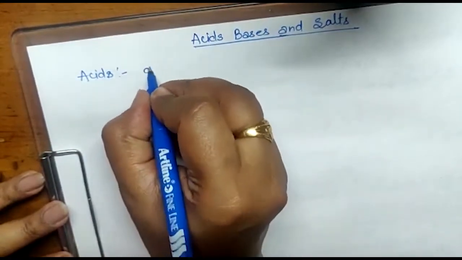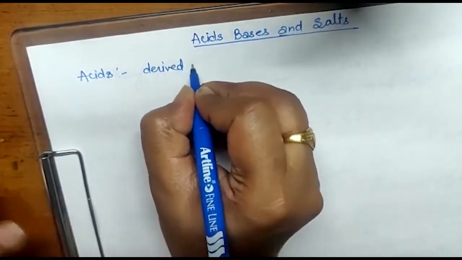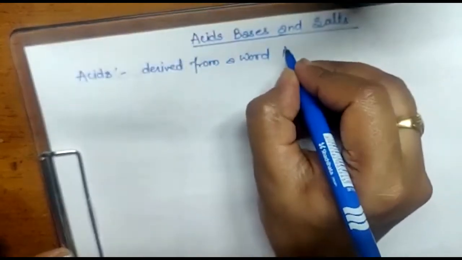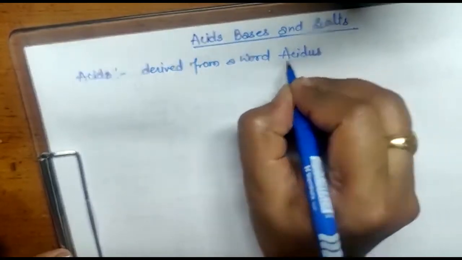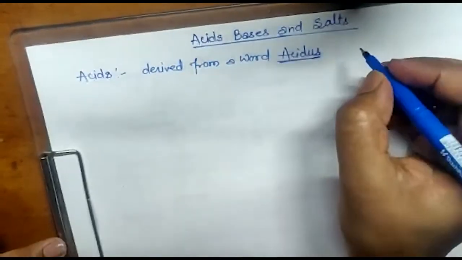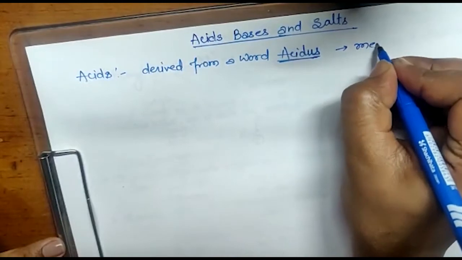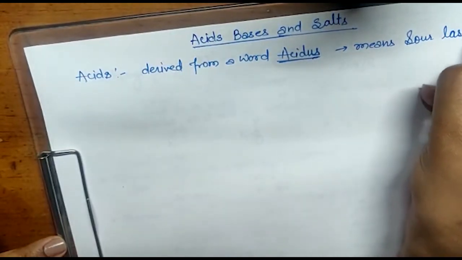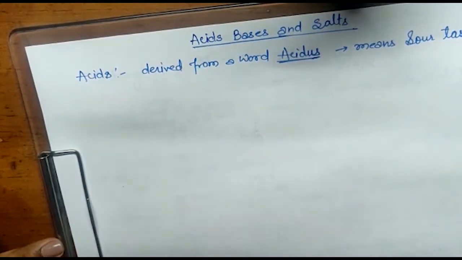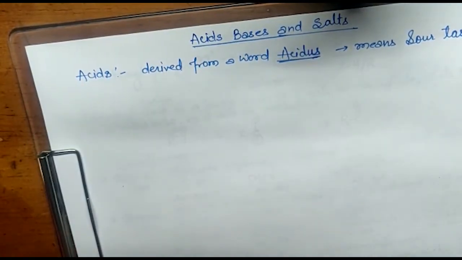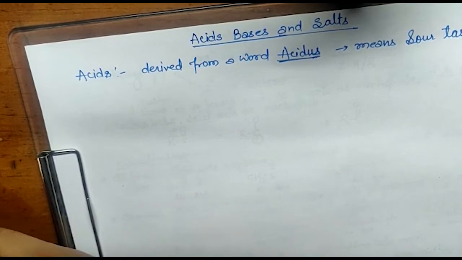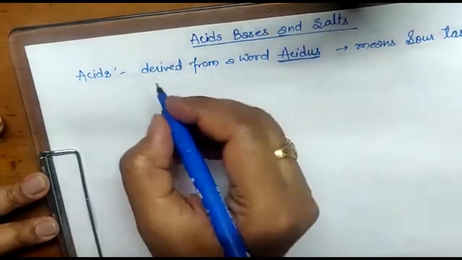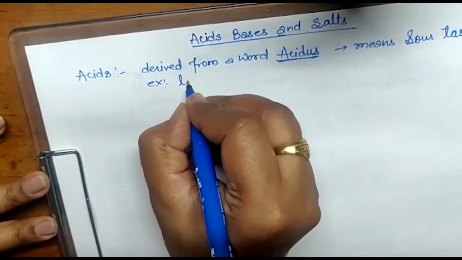Derived from a word that is acidus. What do you mean by this acidus? It means sour taste. So the one which is sour in taste is known as acidus. It doesn't mean that everything which is sour in taste will be considered as acid, but yes, acid has this taste.